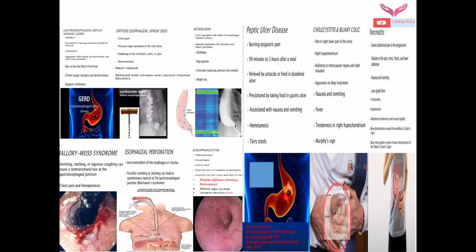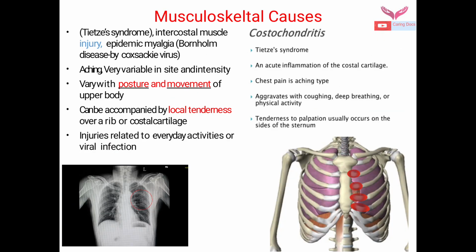The gastrointestinal causes are gastroesophageal reflux disease, diffuse esophageal spasm, achalasia, Mallory-Weiss syndrome, esophageal perforation, peptic ulcer disease, cholecystitis, biliary colic, and pancreatitis. Musculoskeletal causes are Tietze syndrome, intercostal muscle injury, epidemic myalgia. The pain is aching, of variable intensity, varies with posture or movement of the upper body, can be accompanied by local tenderness over the rib or costocartilage.